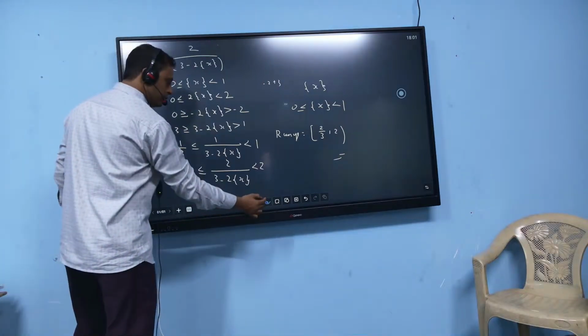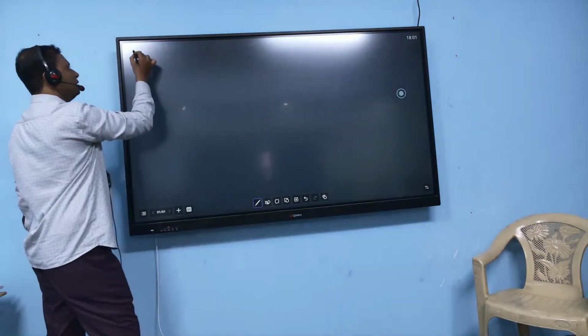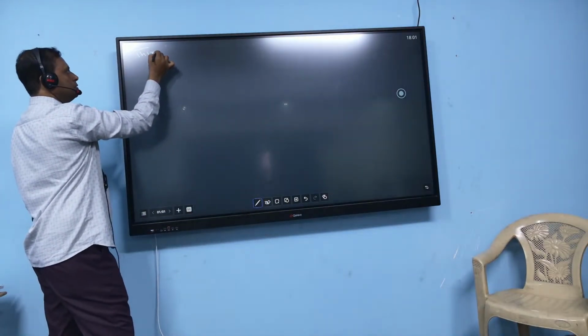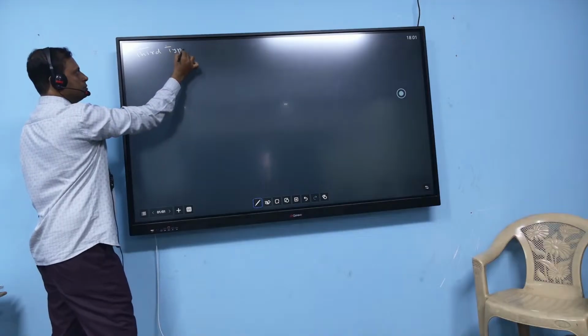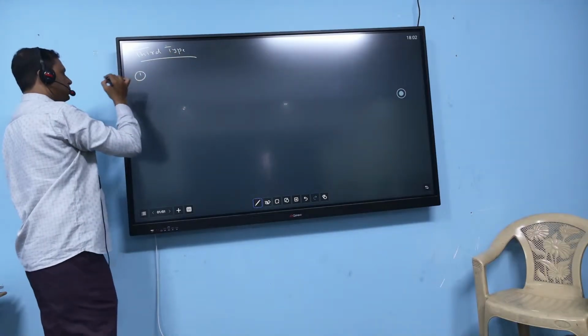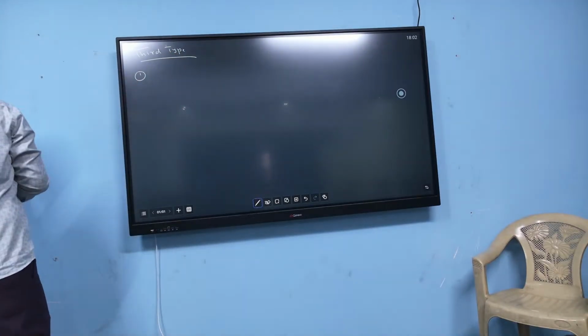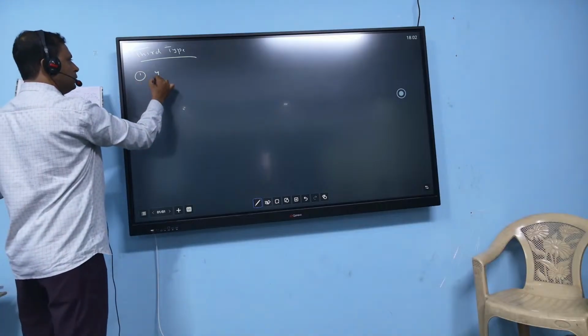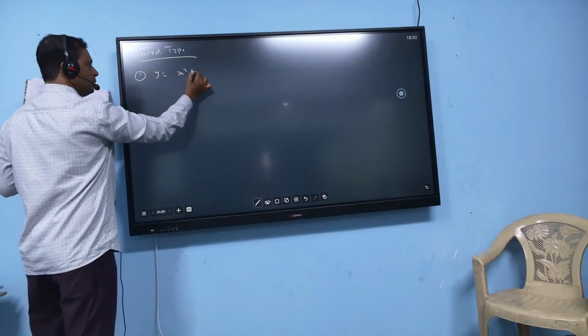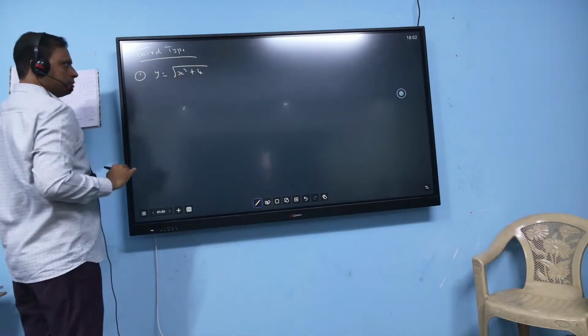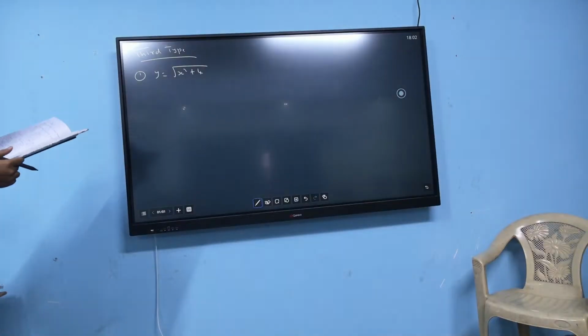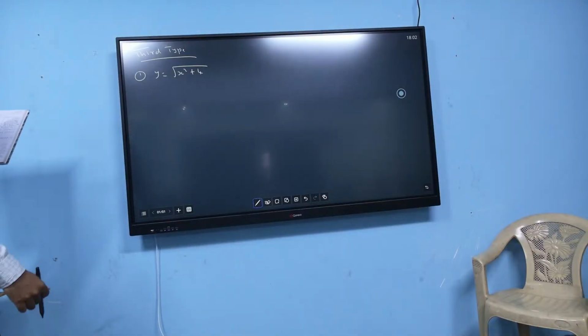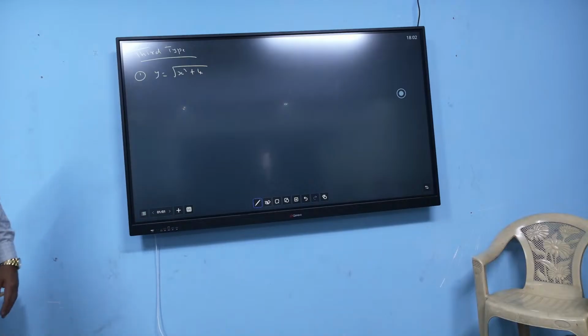Take down next. Type: find the range of y is equal to root of x square plus 4. Shall we start?